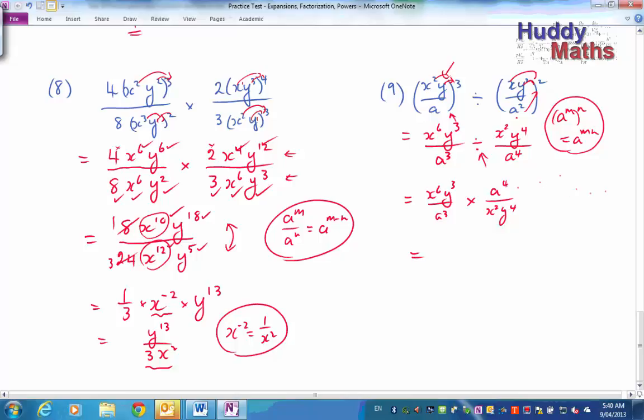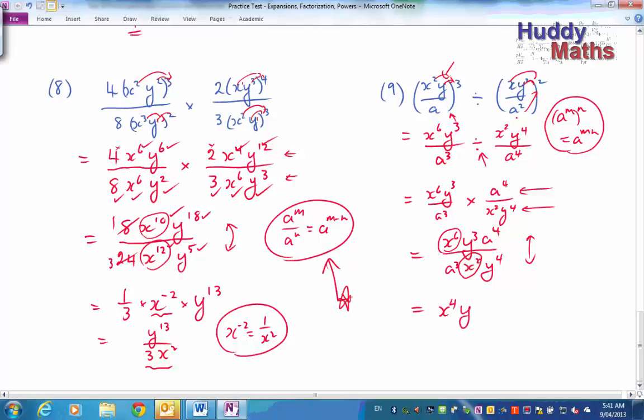Okay, so let's do across the top line first. So there's x to the 6, y cubed, a to the 4th. Nothing much to do there. Across the bottom line, we've got a cubed, x squared, y to the 4th. So now we've done that. Let's do the divisions. So let's look for the x term. So it's x to the 6 on x squared. Division is subtraction of powers. So it's 6 take 2 is 4.